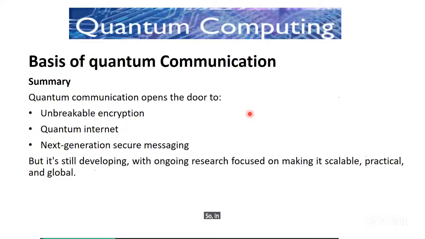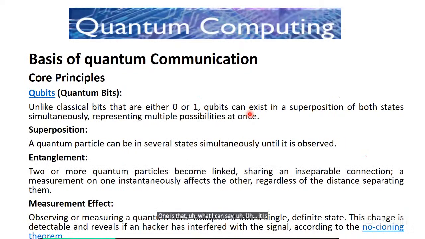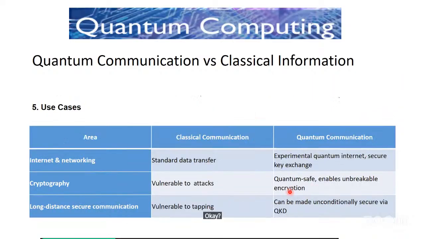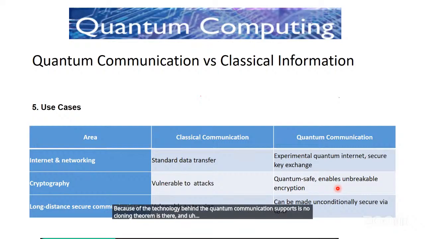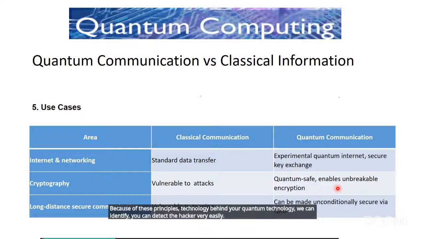In quantum communication, you should focus like this. Quantum communication is safer, and it enables unbreakable encryption because of the technology behind it, the no cloning theorem. If hackers try to access the data, the quantum signals start changing. Because of these principles, you can detect the hacker very easily. Once you know that, you can provide high security by using the concept of QKD, quantum key distribution, which helps you generate the secret keys for encryption and decryption.